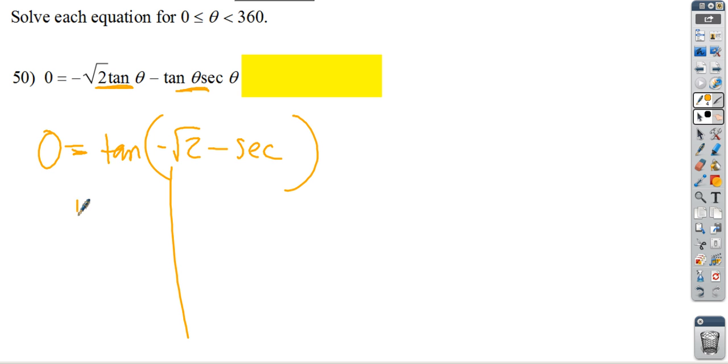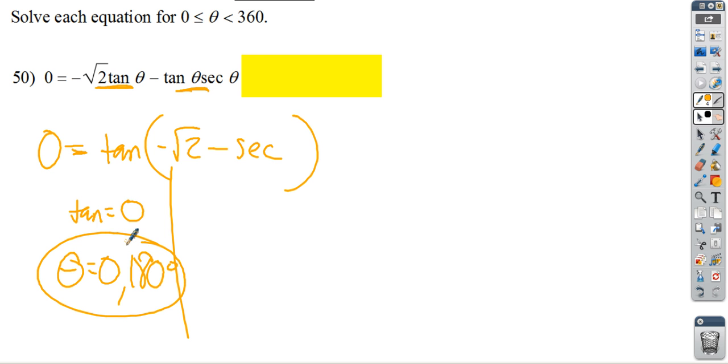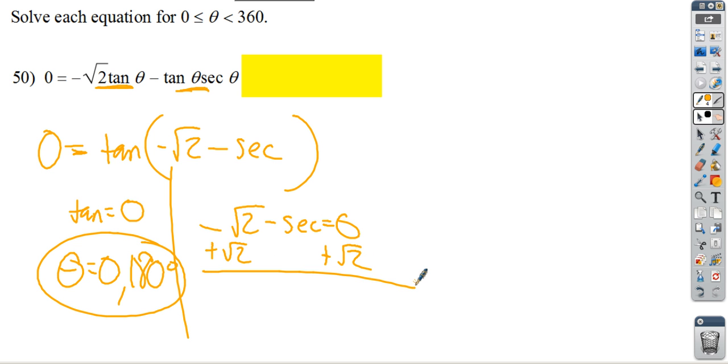So let's make each of these equal to 0. In the last video we solved this when we said that tangent is equal to 0 at 0 and 180. So we'll just reuse that solution. And then we need this one to equal 0 as well. So let's add radical 2 to both sides. And we would get negative secant equals radical 2. We'll divide by negative 1.